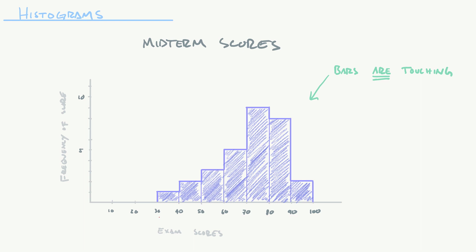So this bar represents all the scores that were between 30% and 40%. These are the scores between 40% and 50%. These are the scores between 50 and 60. Here's the D's. Here's the C's. Here's the B's. Here's the A's. Right? That's kind of how I'm looking at this.